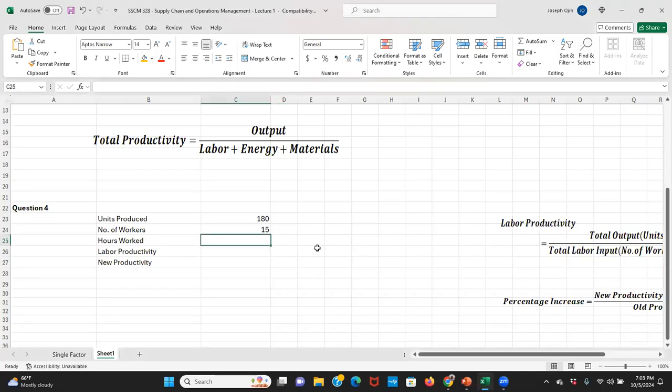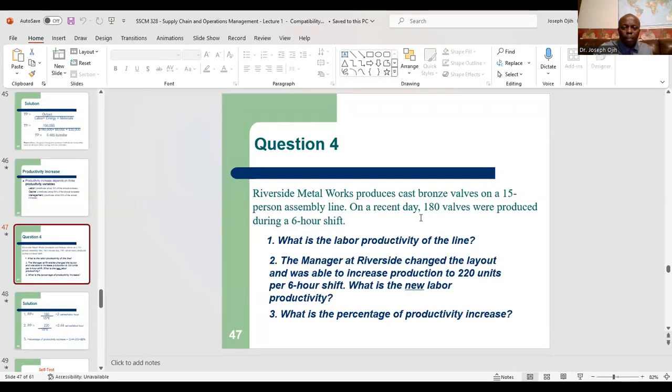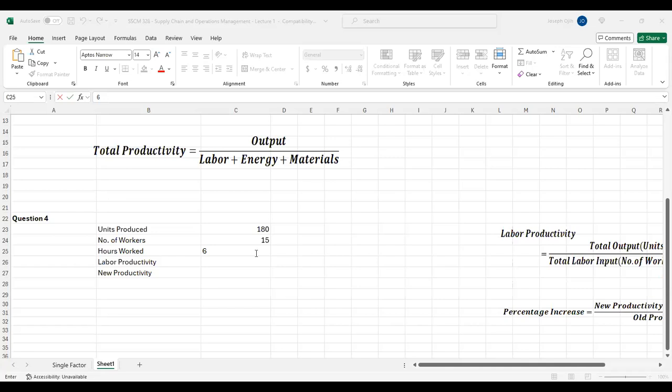Number of hours worked. We have 6 hours. The question says a 6-hour shift, I believe. Let me look at it again. Yeah, on a recent day, 180 valves were produced during a 6-hour shift. So hours worked is 6 hours.